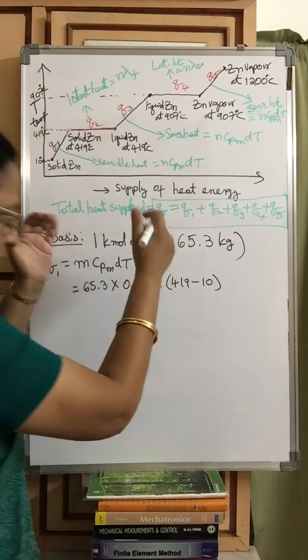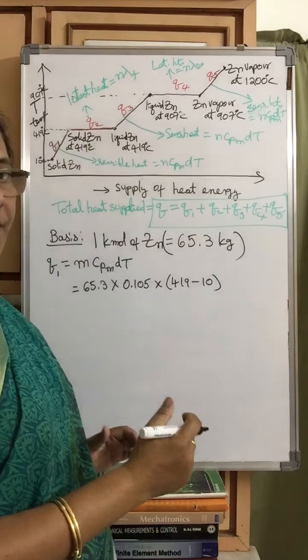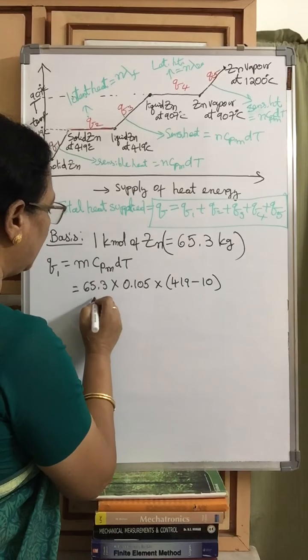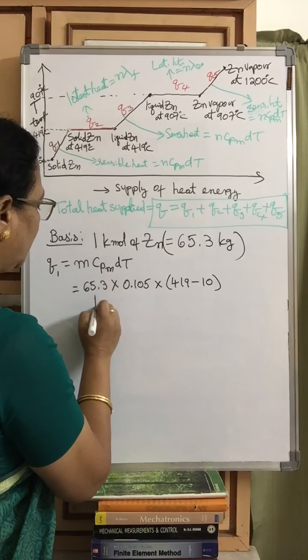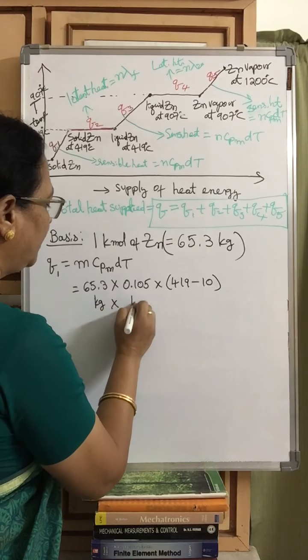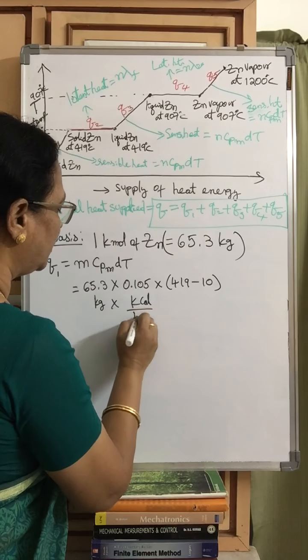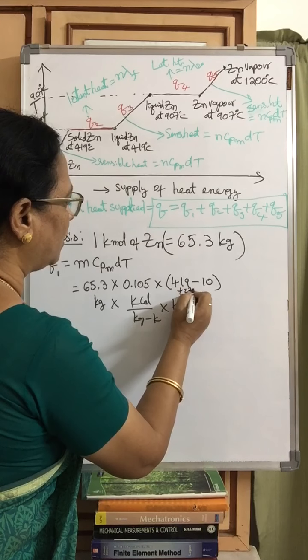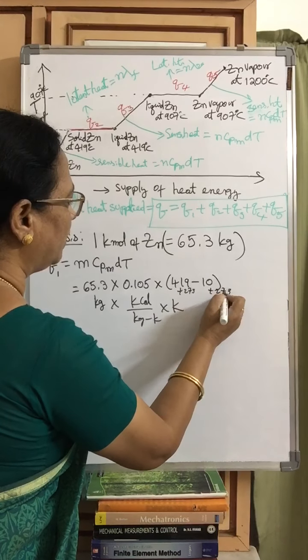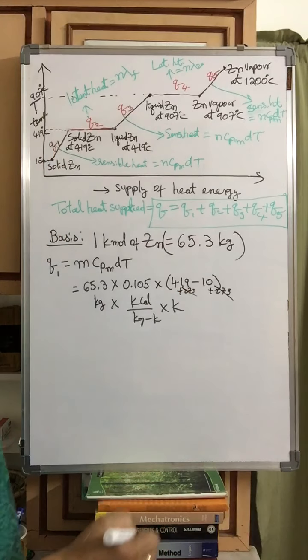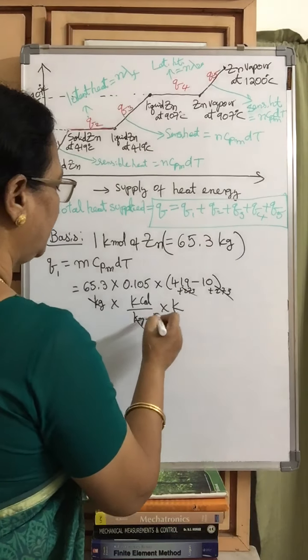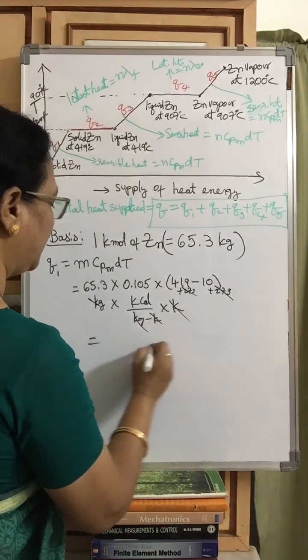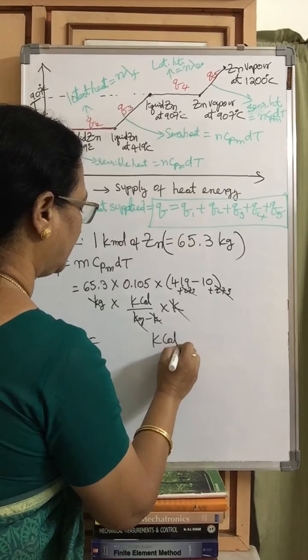Now write the units below that. Don't forget to write the units; with that you will do it very correctly. So this is kg, this is kilocalorie per kg per Kelvin, and this is Kelvin. This is Kelvin only, since 273 plus and 273 get cancelled. So kg, kg, Kelvin, Kelvin, and you will get kilocalories.